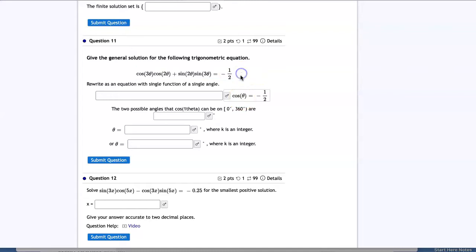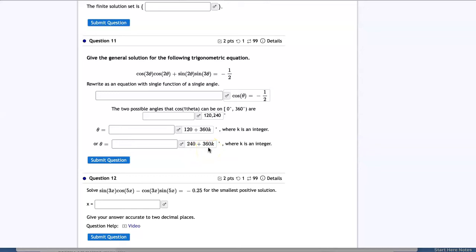So go ahead and do that subtraction, 3 theta minus 2 theta. Okay, now what are the 2 possible angles on 0 to 360? We're going back to degrees here, and that would, of course, be 120 and 240. So theta is equal to 120 plus 360k and 240 plus 360k.